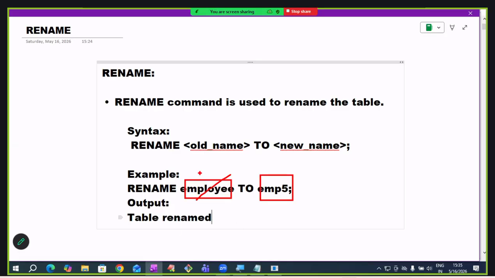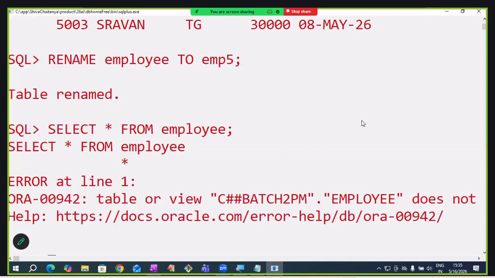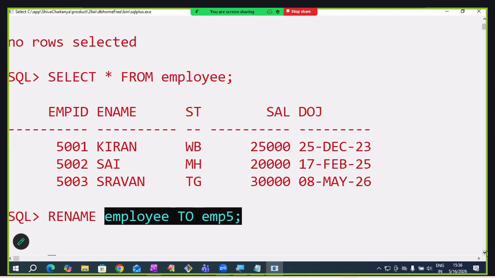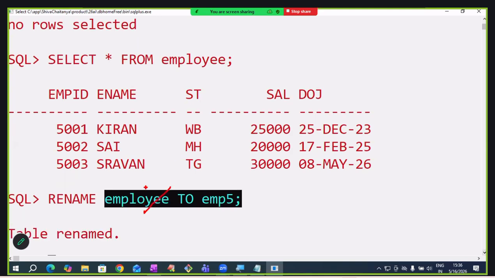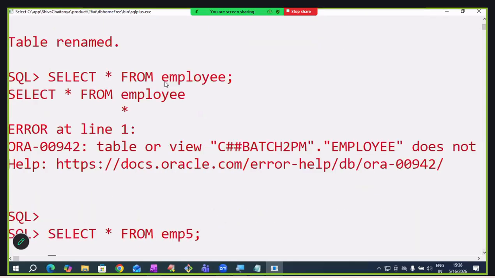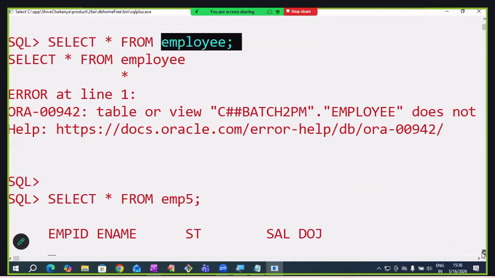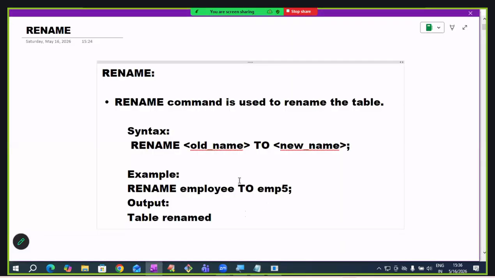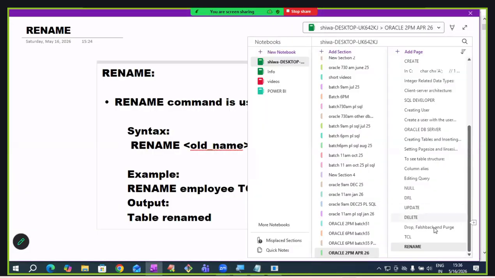Now this old name will be gone. The new name will be there. We cannot use the old name now. Name changed here. In this example, the employee table is there. The employee table name I'm changing to EMP5. So now the employee name does not exist. Modified as EMP5. Employee name gone. I cannot use the employee name now. So that name changed to EMP5. EMP5, it is working. That's it. This is about rename, sir.